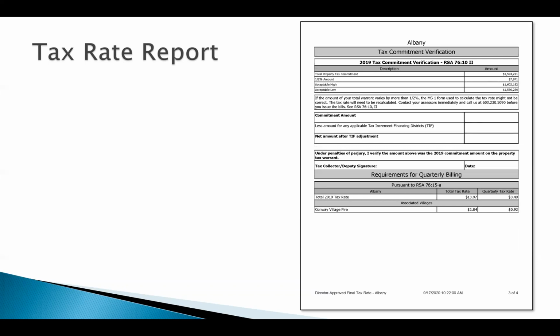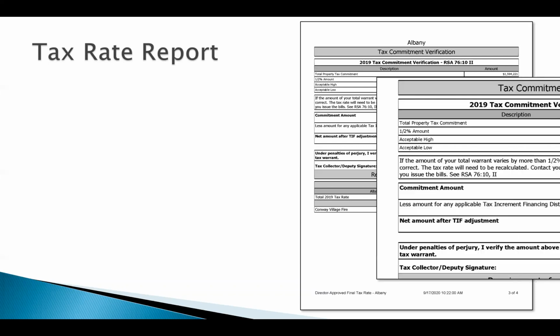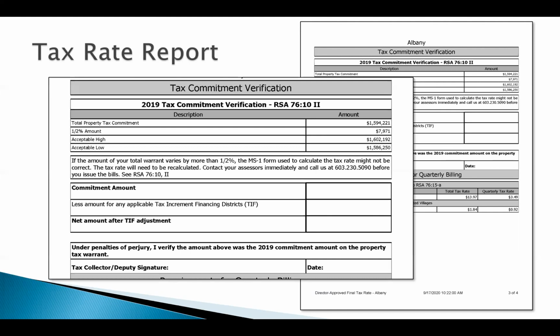Then you have the tax commitment verification page. This is a very important page. This should be filled out by your tax collector. This is where they confirm that they are pledging to collect within 0.5% of the amount of money that you're trying to raise in taxes.